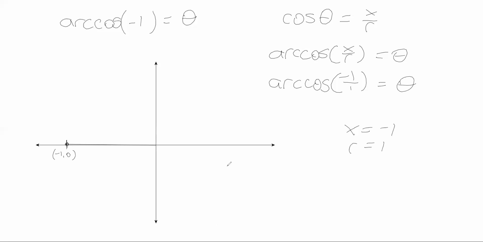Imagine we start at our normal place. We start at 1, 0, and we go all the way around. What angle is that? 180. Exactly. So our answer to this one is either 180 degrees or pi. So the answer to the question, what angle gives us a cosine value of -1? That angle is pi.